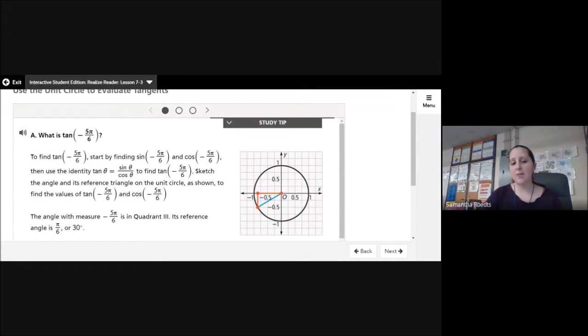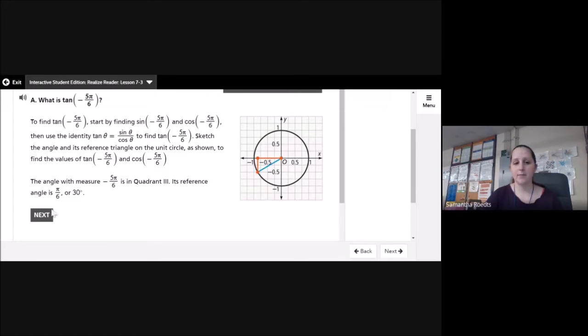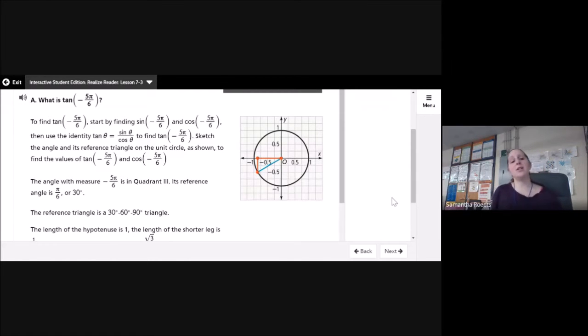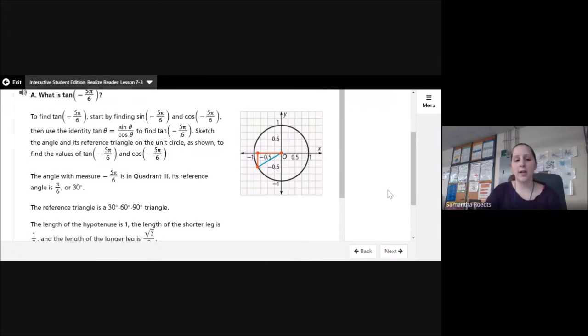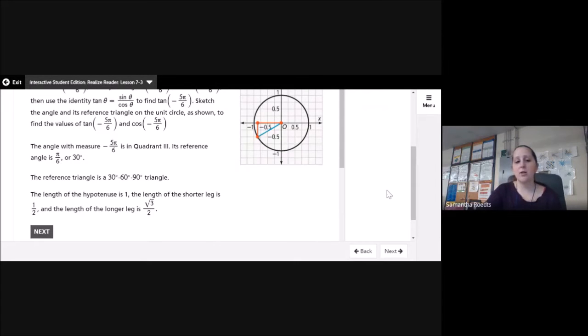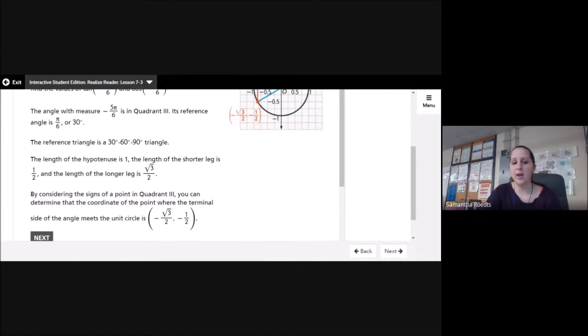The angle with measure negative 5 pi over 6 is in quadrant 3. Its reference angle is pi over 6, or 30 degrees. The reference triangle is a 30, 60, 90 degree triangle. The length of the hypotenuse is 1. The length of the shorter leg is 1/2. And the length of the longer leg is the square root of 3 over 2. By considering the signs of a point in quadrant 3, you can determine that the coordinate of the point where the terminal side of the angle meets the unit circle is negative square root of 3 over 2 and negative 1/2.